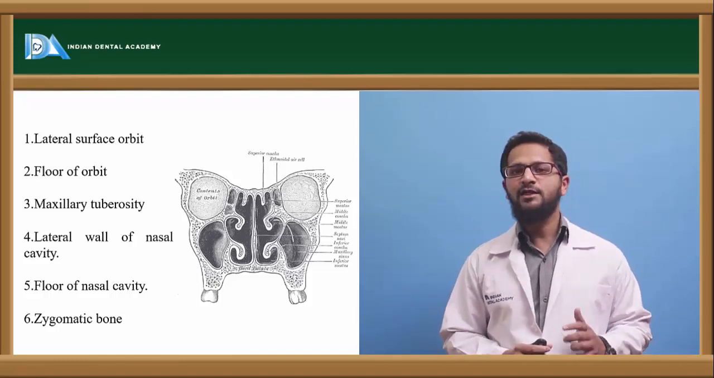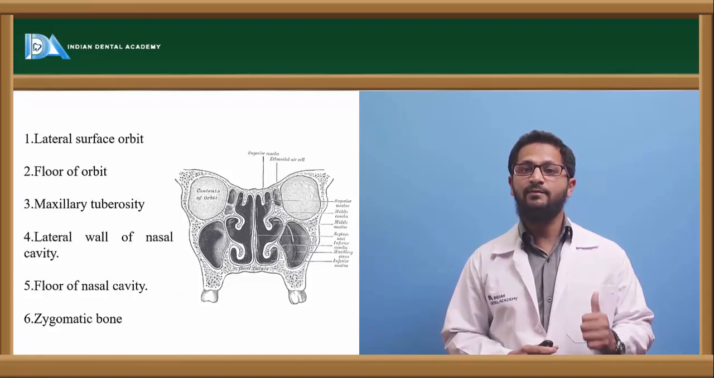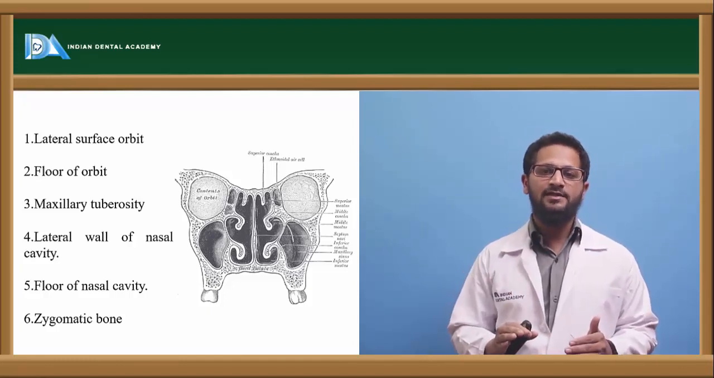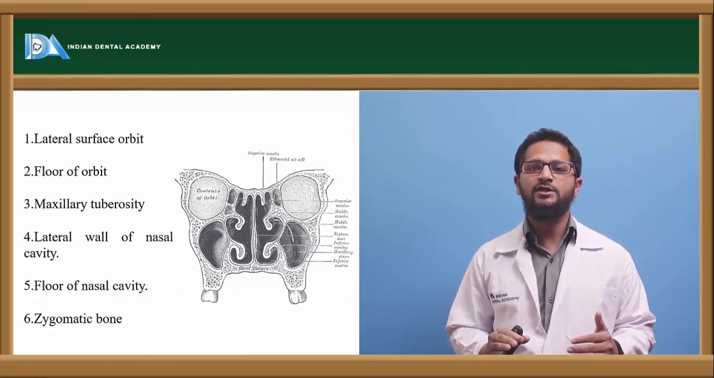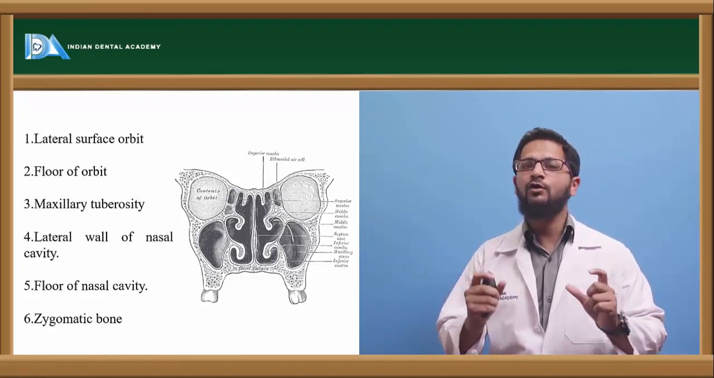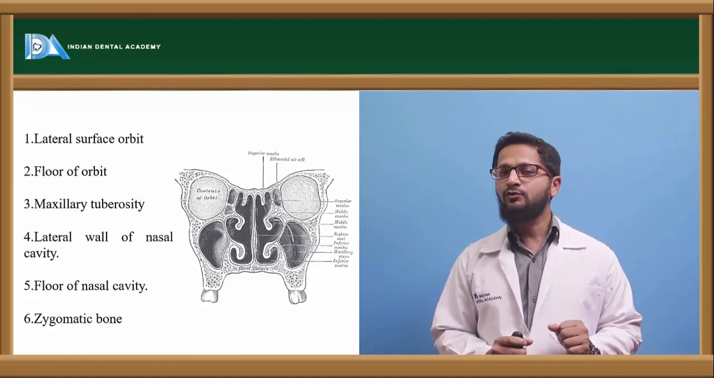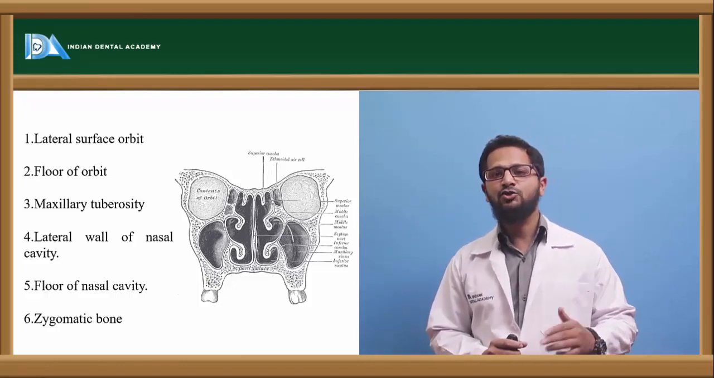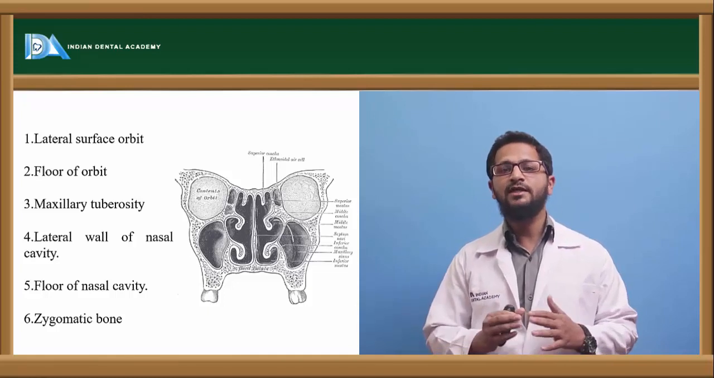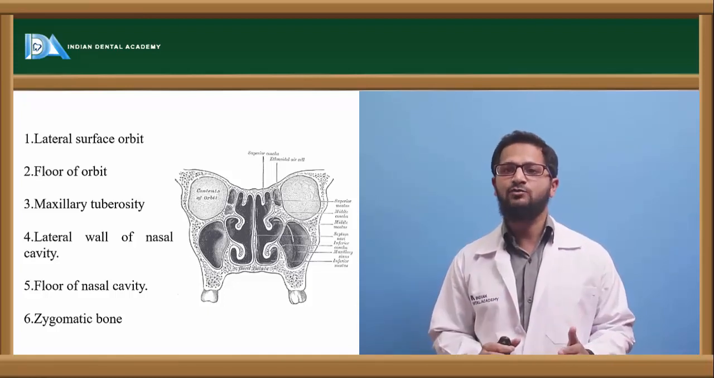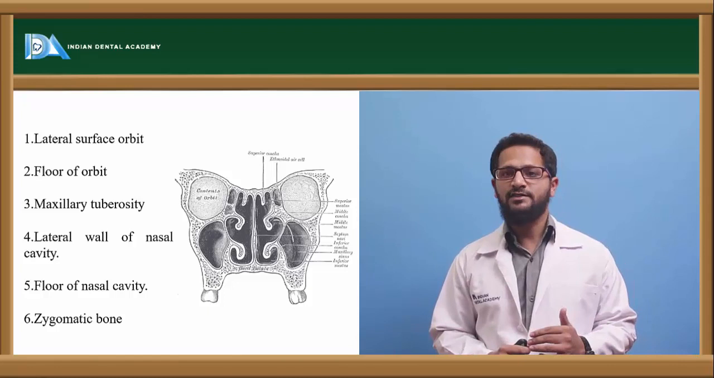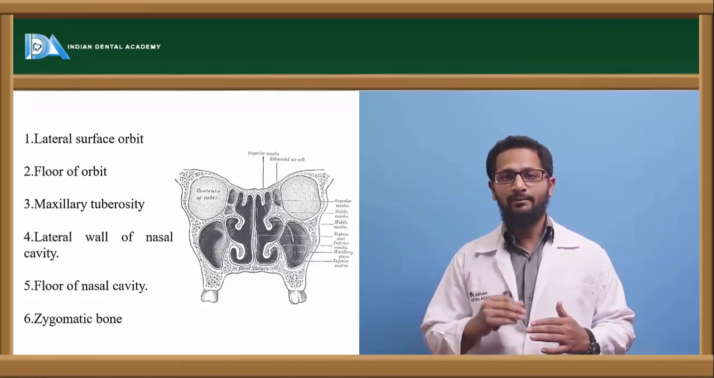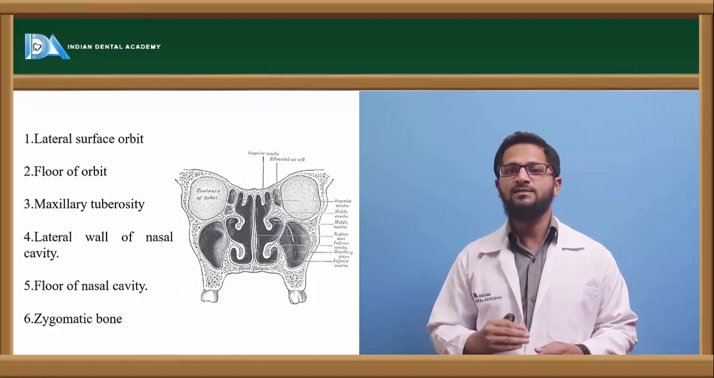Next, coming to maxillary tuberosity. As I have already mentioned regarding primary displacement, there is continuous deposition of the bone in the maxillary tuberosity. Because of this, the entire nasomaxillary complex of the maxilla moves in a forward direction. Next, coming to lateral wall of the nasal cavity. The lateral wall of the nasal cavity shows predominant resorption. This is to increase the size or the volume of the nasal capsule. Next, coming to floor of the nasal cavity. The floor of the nasal cavity also shows resorption, but to compensate for this, there is deposition on the palatal aspect.